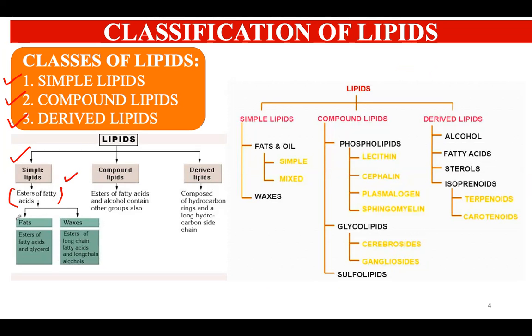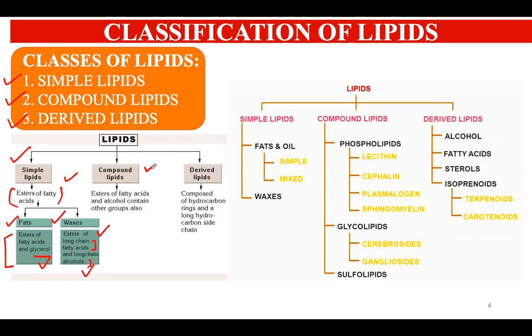And under the simple lipids category, we have fats and waxes. Now, what is the difference between fats and waxes? In case of fats, the esters are formed between the fatty acids and glycerol. Whereas when we talk about waxes, these are the esters of long chain fatty acids and long chain alcohols. So this is the major difference. The difference is between the length of the fatty acids and also the alcohols. So there is this simple alcohol glycerol present in the fats, whereas we have the long chain alcohols in case of the waxes. We will see the structures in the coming slides.